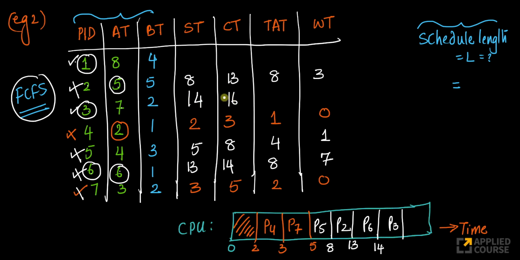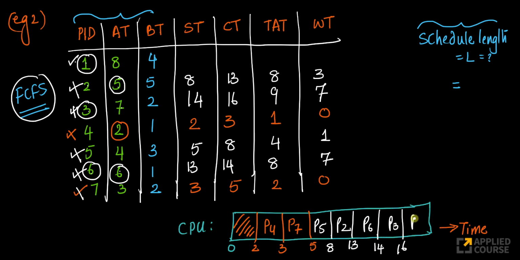What is its turnaround time? Completion time minus arrival time. So 16 minus 7 is 9. What is its wait time? Turnaround time minus burst time. It waited for 7 seconds. Very simple. So this is also over. Now I'm only left with this. When did P3 complete? Remember, P3 completed at 16.